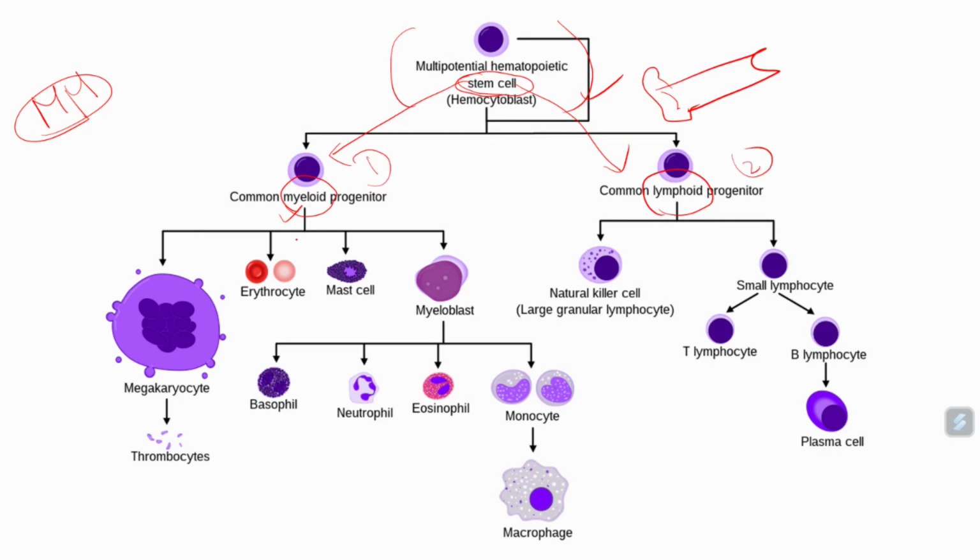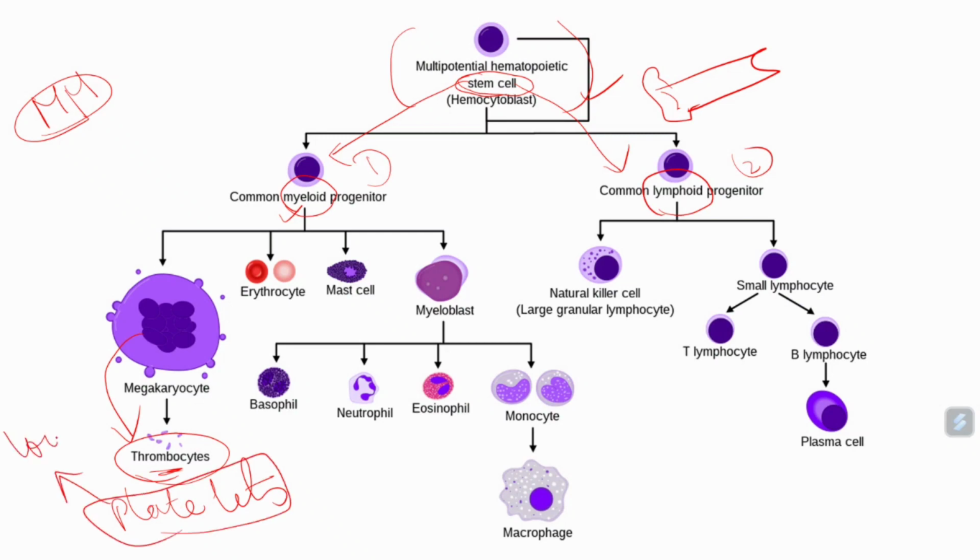This myeloid cell will further differentiate into thrombocytes. Actually, it comes as megakaryocyte. From this megakaryocyte, all platelets will be synthesized. Thrombocytes are platelets, and these platelets are important in forming the coagulation cascade. So if platelets decrease in the body, that is called thrombocytopenia.